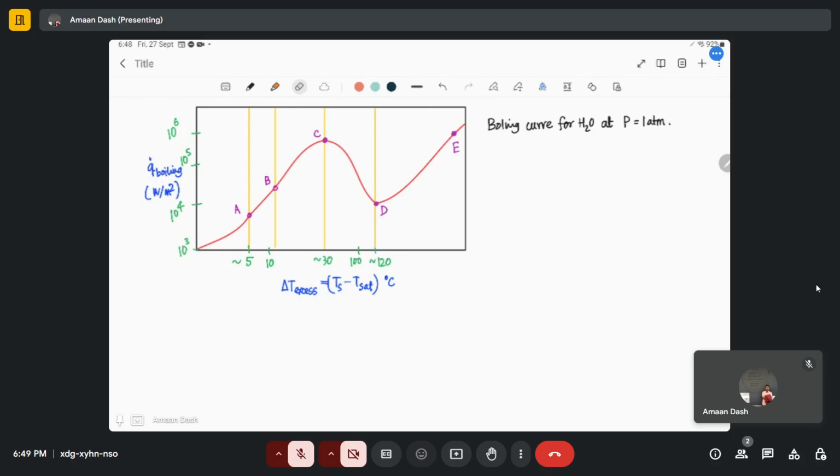Okay. So you see this region CD. So what are different regions that you have already studied in the course content? If you remember, this region CD falls in the transition boiling regime. Correct?